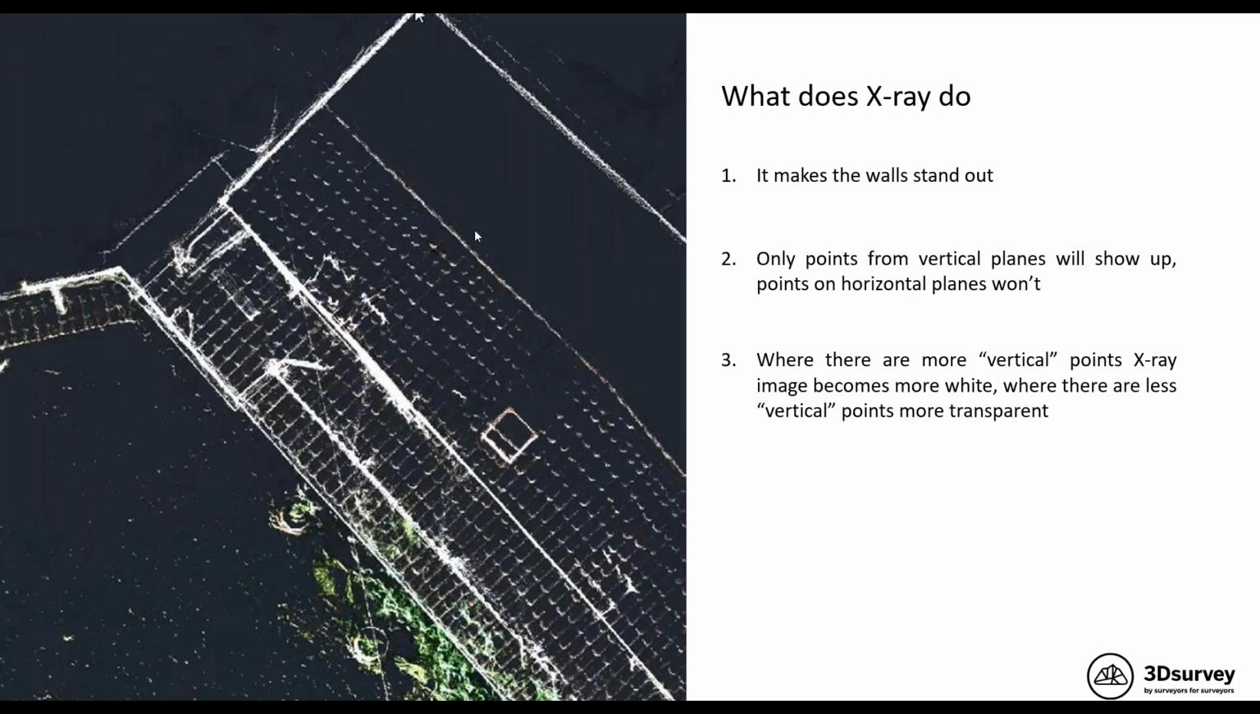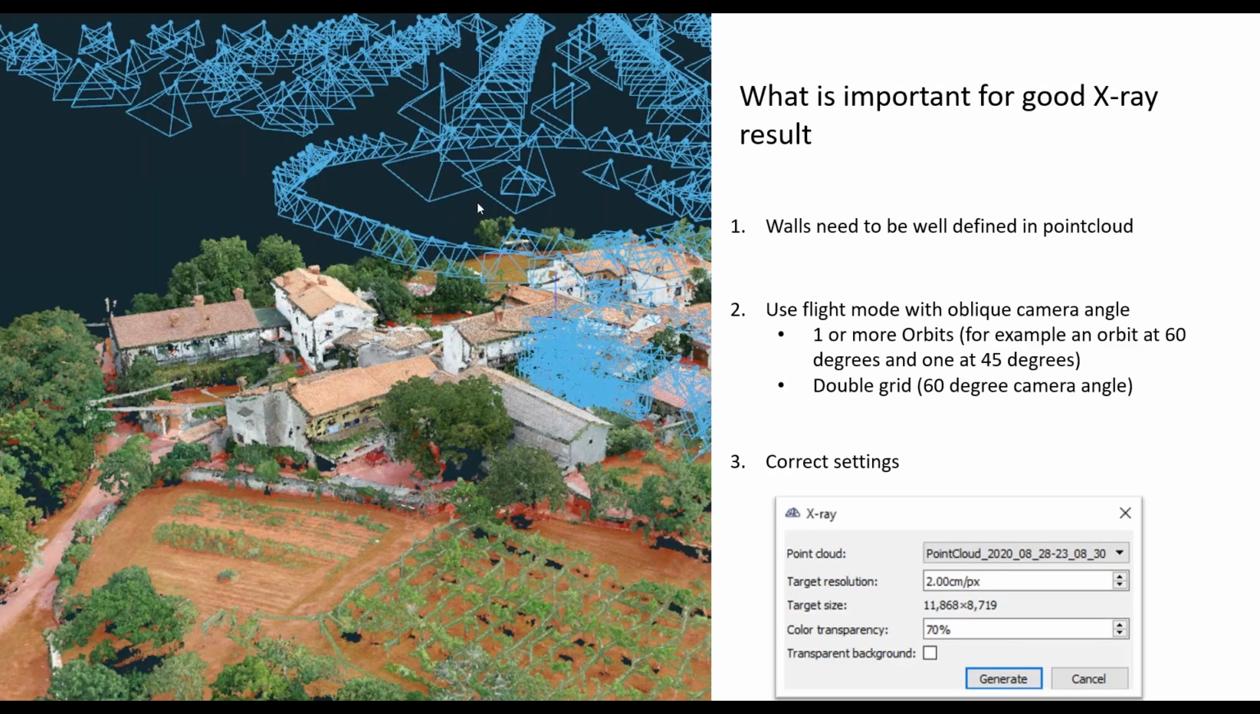Now, what is important for a good X-ray result? Obviously, it will be very important that we have walls defined pretty well. So we need to have a point cloud created so that the walls of objects will be seen. For that, we need some flights with oblique camera angles. One or two orbital flights should be enough.